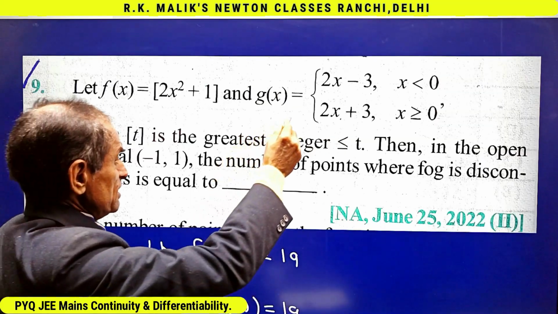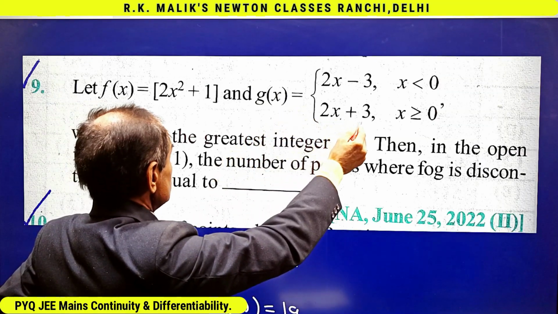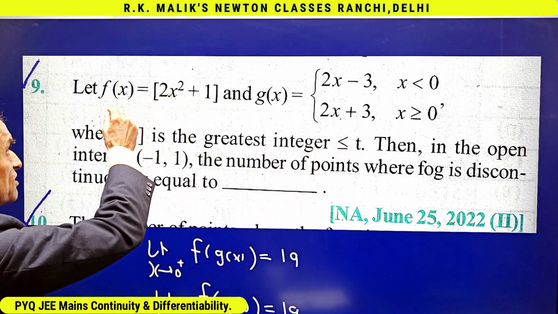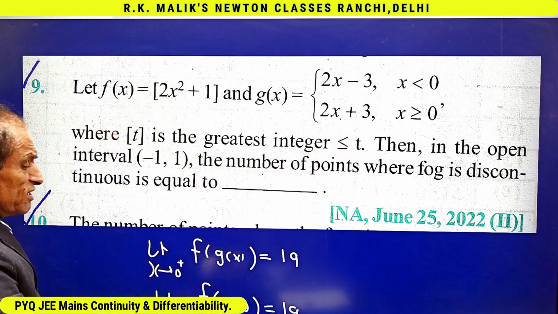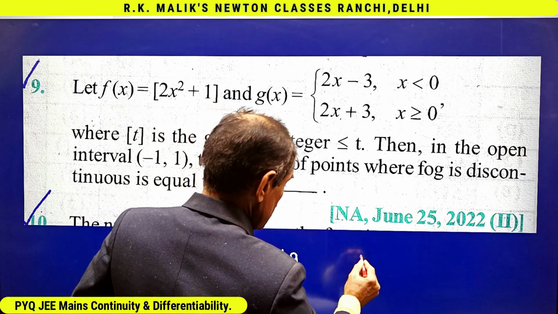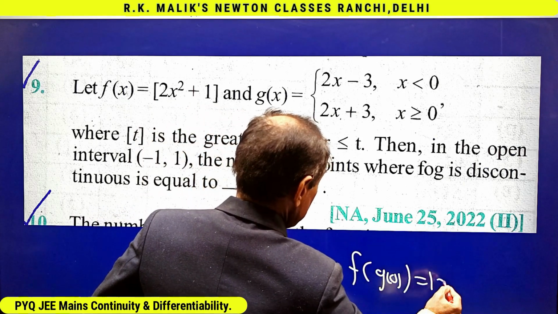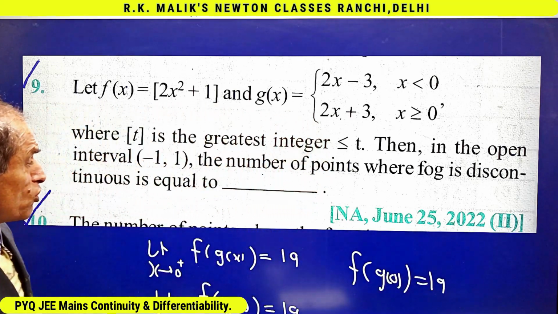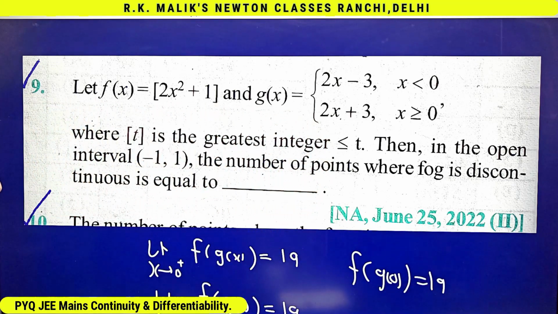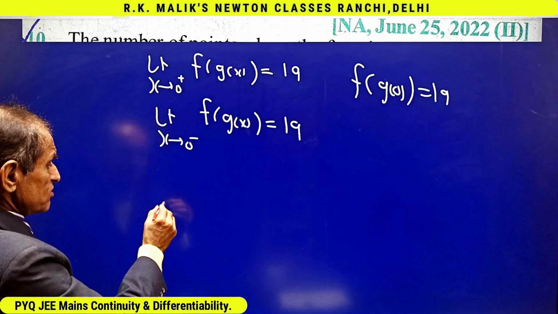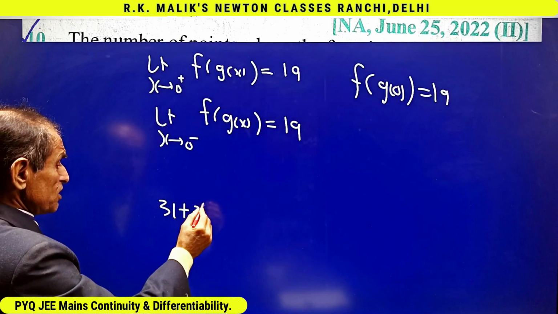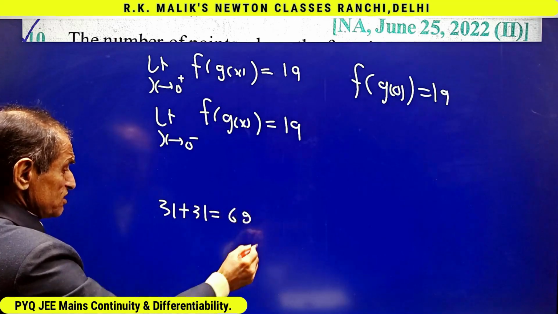And for x equal 0, g(x) will be 3, and the value of this is 19. Hence, f∘g(0) is 19. Hence, the function is continuous at 0. Therefore, the total number of points of discontinuity becomes 31 plus 31, that is 62.